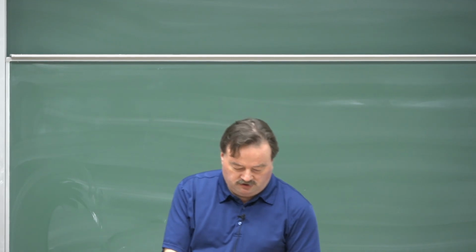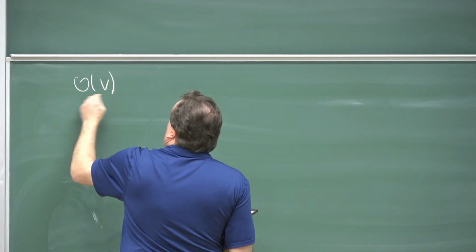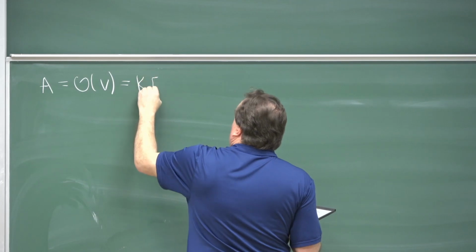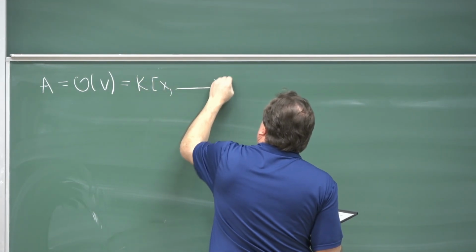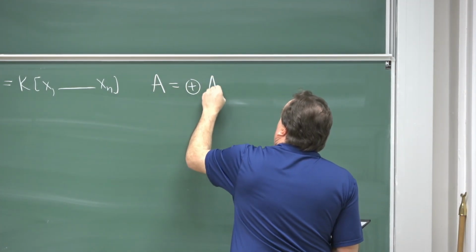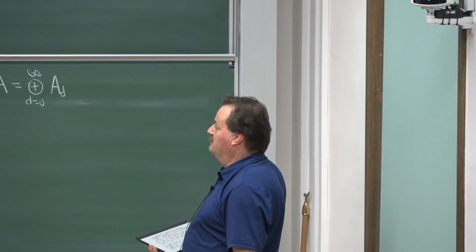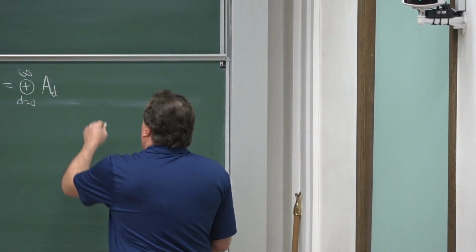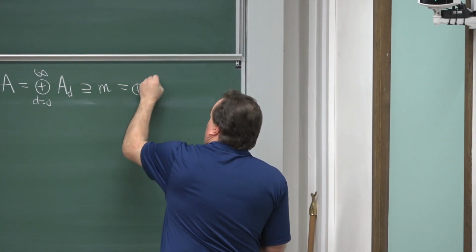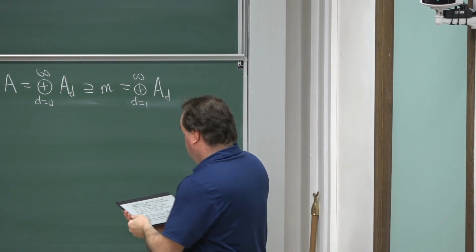Let's look at the case of a representation. So let me just call this A for short. This is a polynomial ring in n variables, and this is a graded ring. This A_d is the space of polynomials of degree d. We have this maximal homogeneous ideal M, which is everything in positive degree.